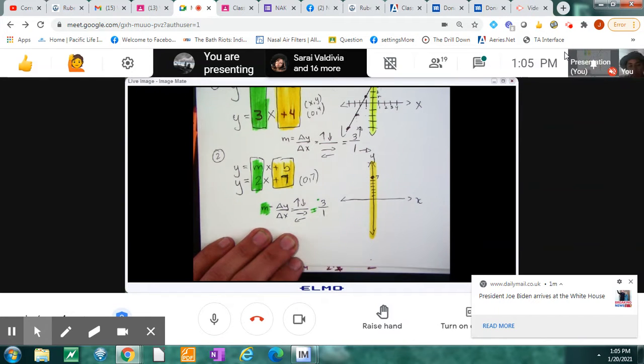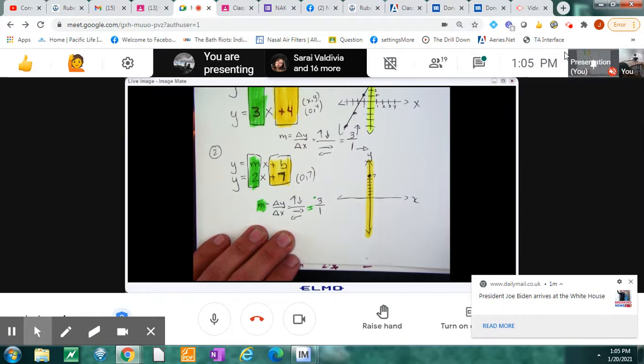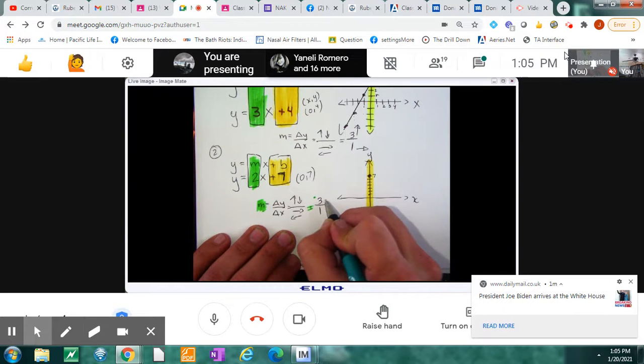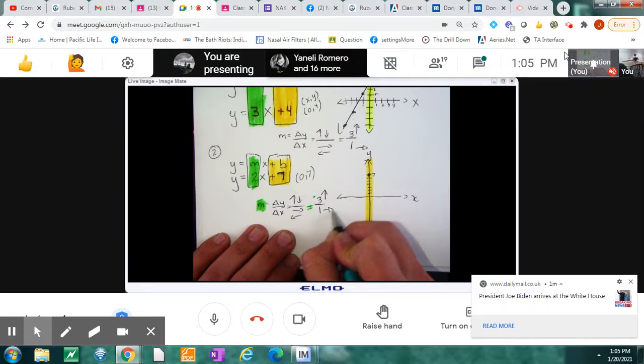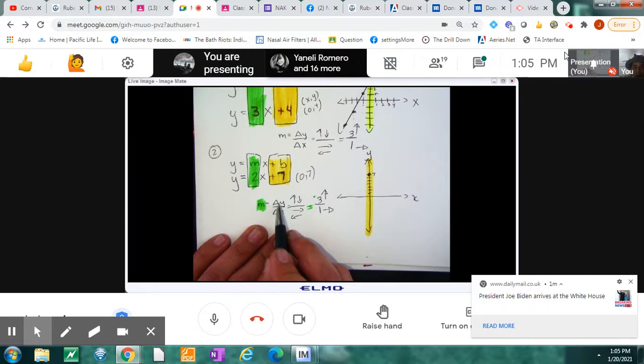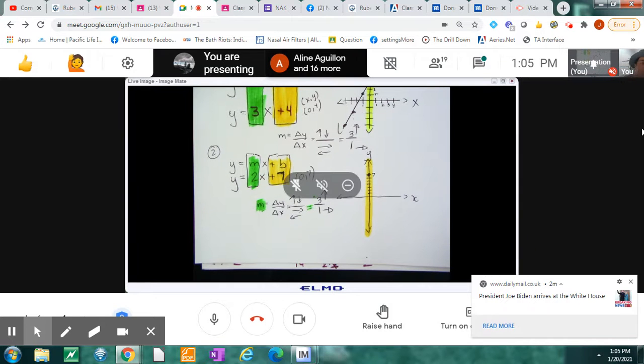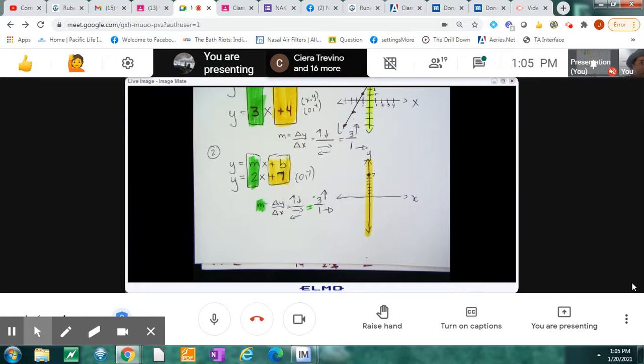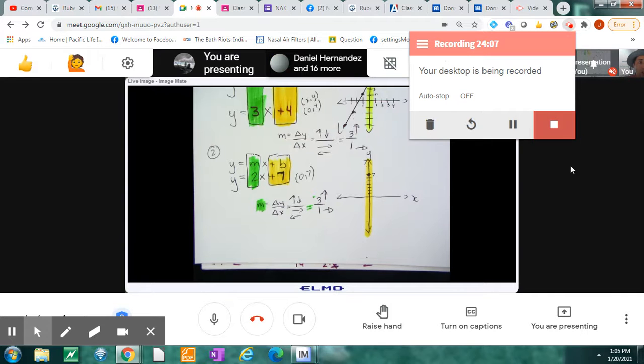3 over 1. Okay, so 3 over 1, and remember, it's going to go up and then to the right. Change of y over the change of x. Rise over run. Okay, that's what they mean. Rise over run, but it's a change of y over the change of x. All right, so far so good?